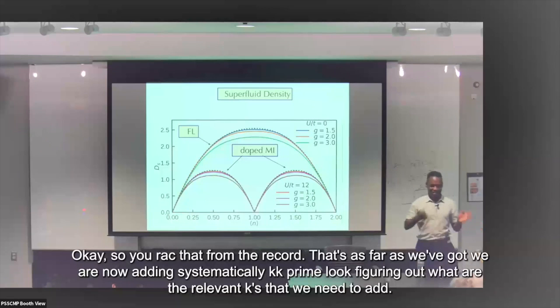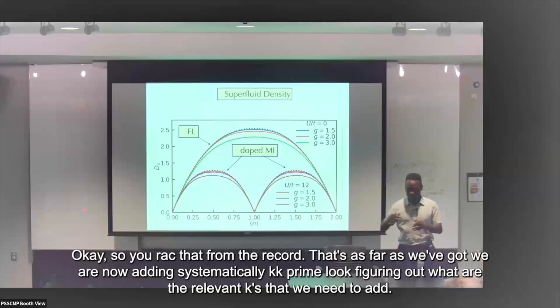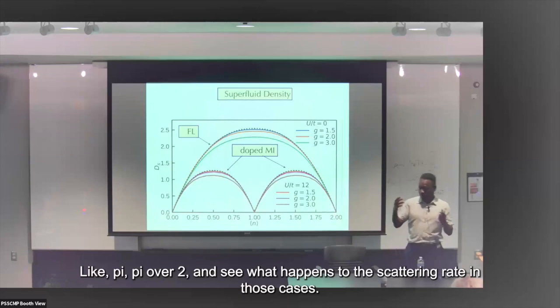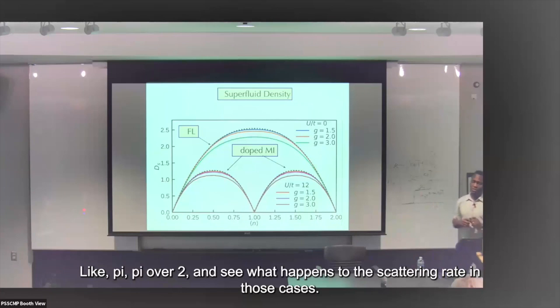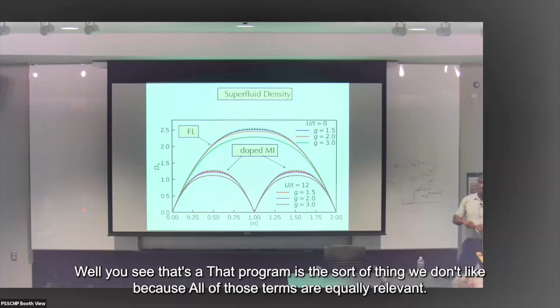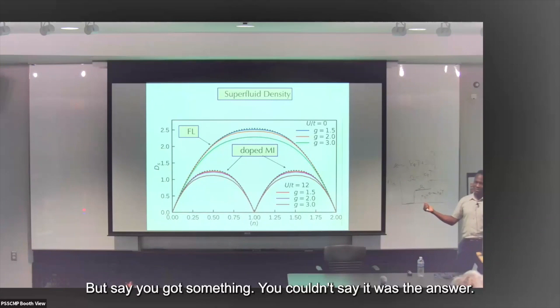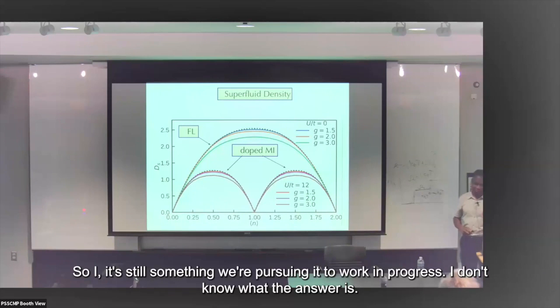We are now adding systematically k prime, figuring out what the relevant ks are that we need to add, like pi over 2, and seeing what happens to the scattering rate in those cases. But you see, that program is the sort of thing we don't like, because all of those terms are equally relevant. So if you got something, you couldn't say it was the answer. It's still something we're pursuing. It's a work in progress. I don't know what the answer is.